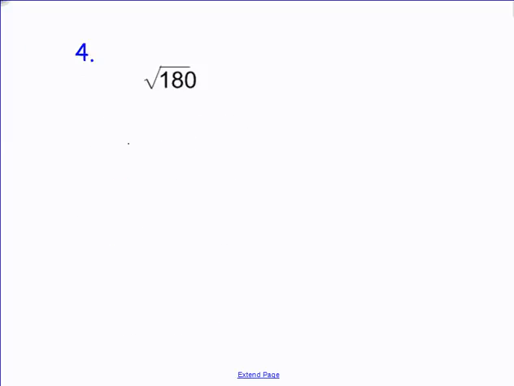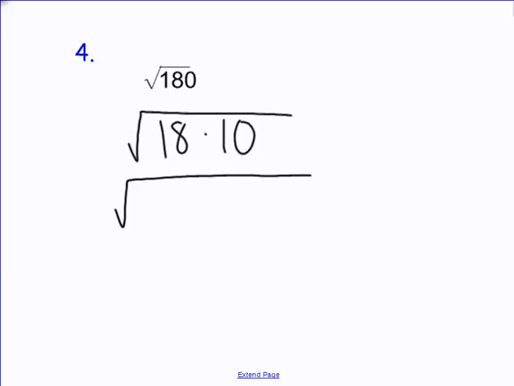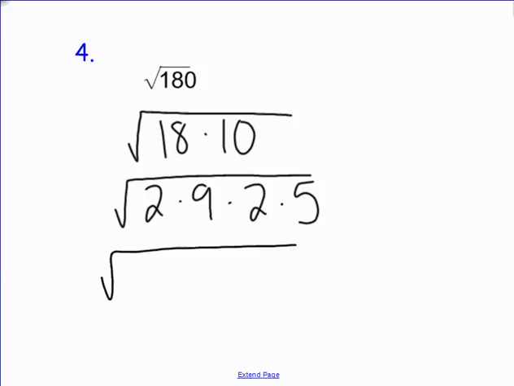Now 180. Some of you might start with a different pair. The first one I thought of was 18 and 10. Then I'm going to break down 18. What I thought of is 2 and 9. And 10 is 2 and 5. And then the only one I can break down now is 9. So 2 from before, and then 9 is two 3's, a 2, and a 5.